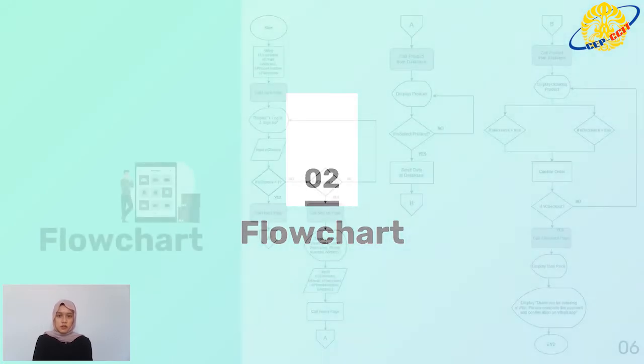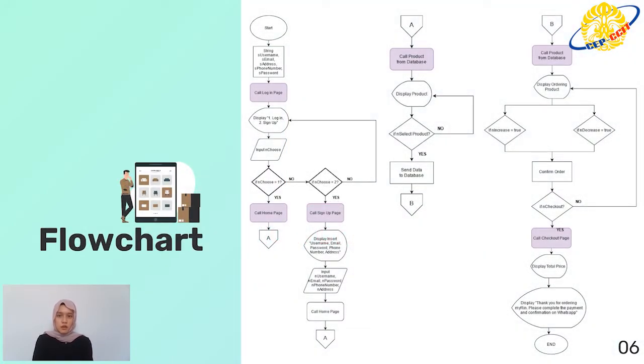Next, flowchart. This is our flowchart. First, we will show the login page. If the user already has an account, they can input their email and password to log in, and then the application will show the homepage. If the user doesn't have an account yet, they can register. They must input username, email, password, phone number, and address.